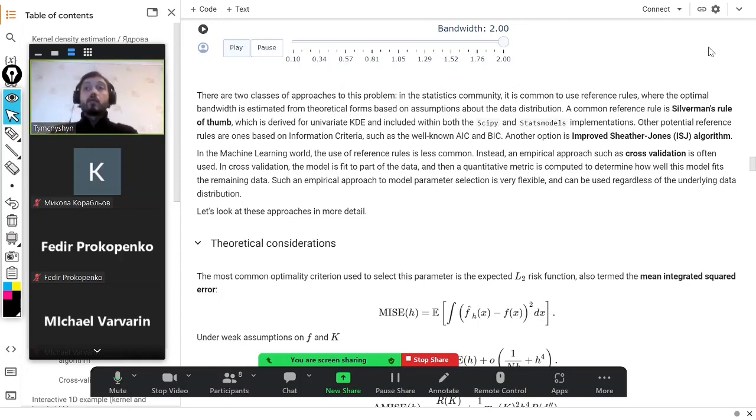A common reference rule is so-called Silverman's rule of thumb, which is derived for univariate KDE and included both within SciPy and Statsmodels implementation. The other potential reference rules are the ones based on the information criteria. You might remember some information criteria I showed you before, AIC and BIC. We have seen them when considering trees and random forests, and another option is the improved Sheather-Jones algorithm, ISJ.